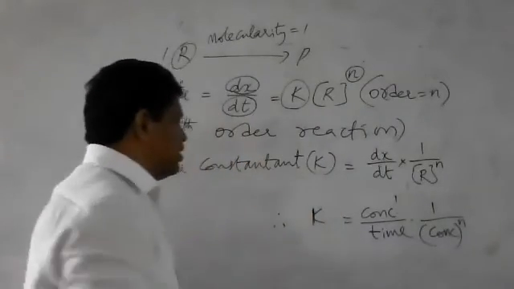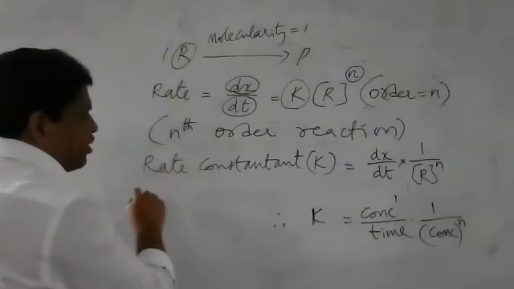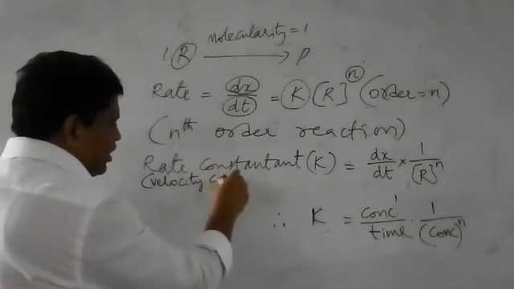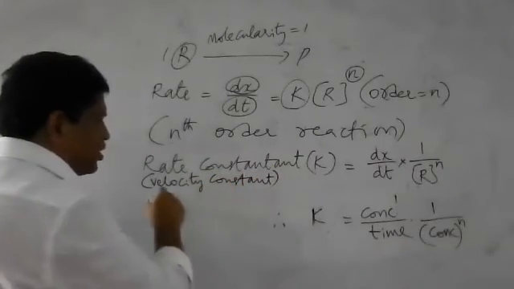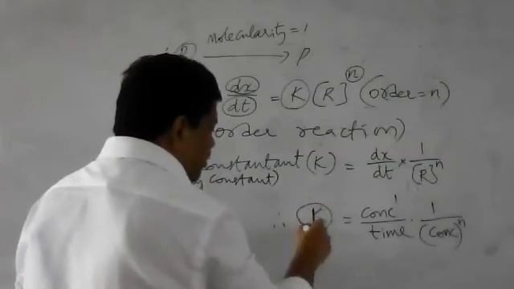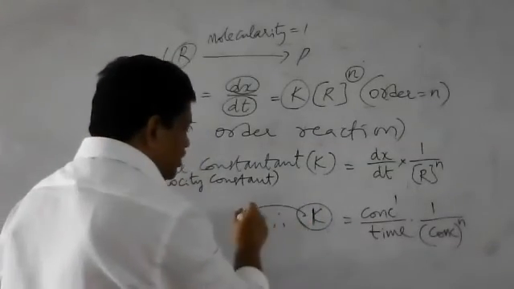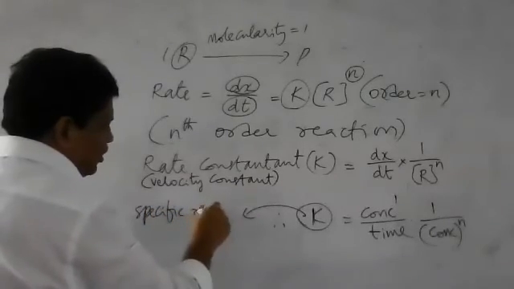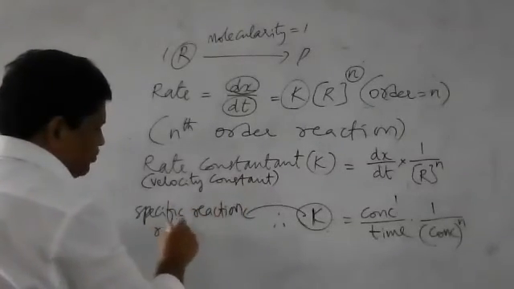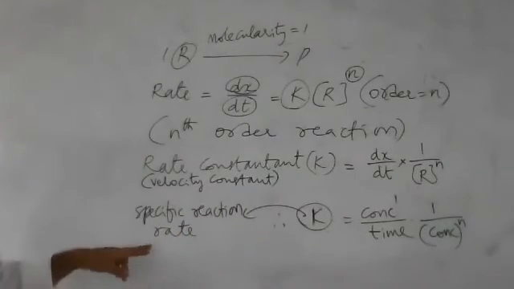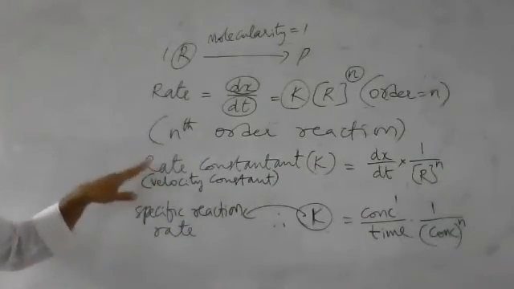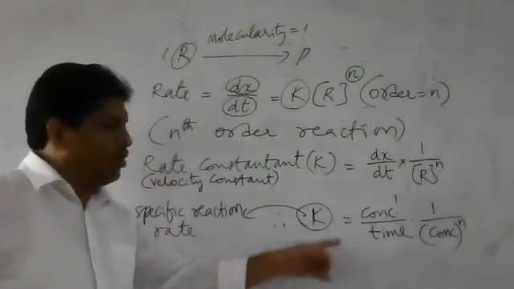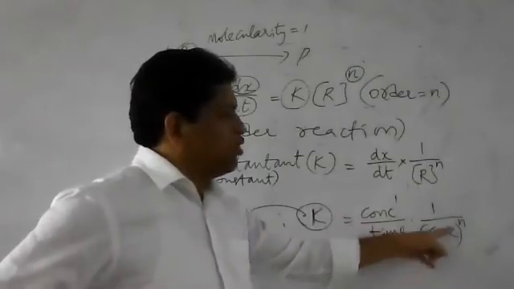K means the rate constant. This rate constant is also called the velocity constant. Rate constant, or we say velocity constant, or also we say specific reaction rate. Specific reaction rate we can say, rate constant we can say, or velocity constant we can say. These are three names for K. Now K is equal to concentration by time into 1 by concentration to the power of n.